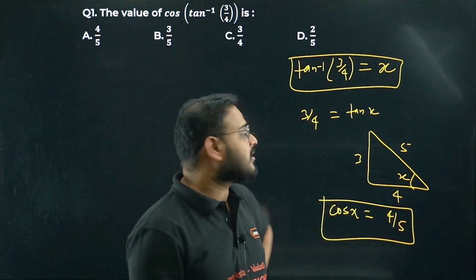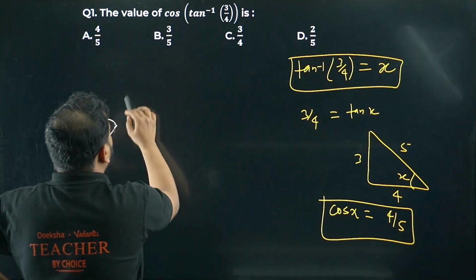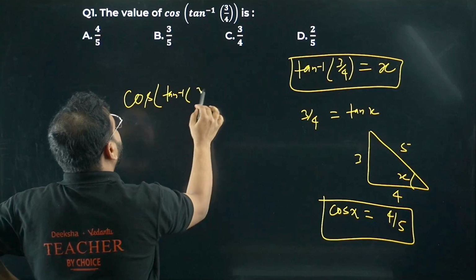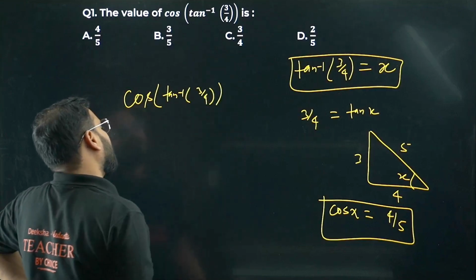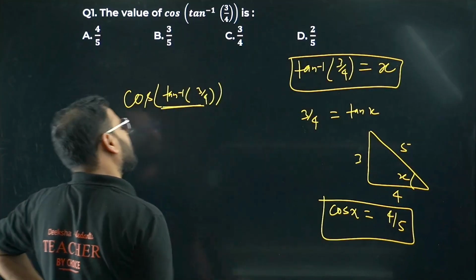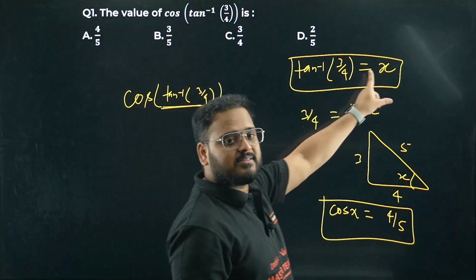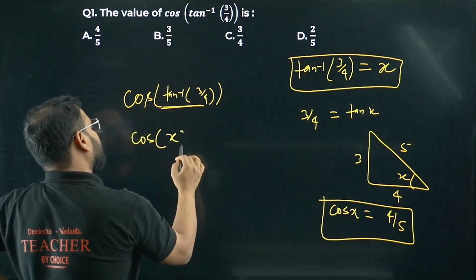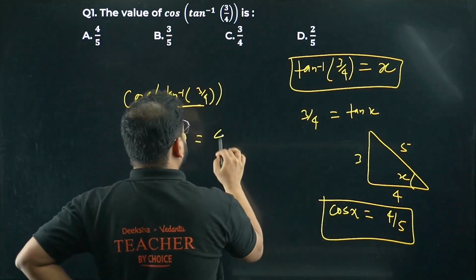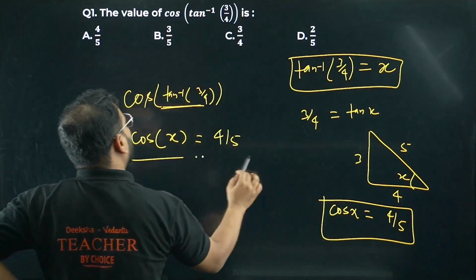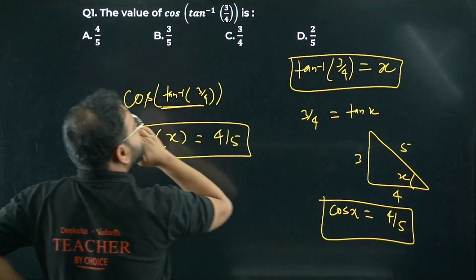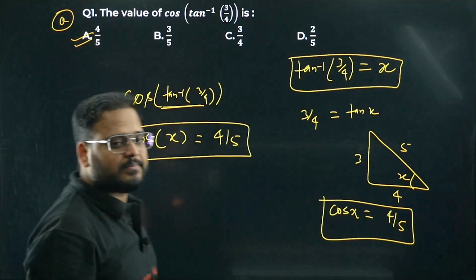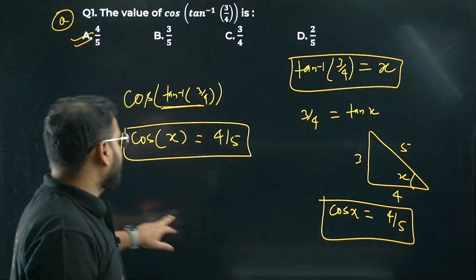Clear. Now, write this. What have they given? Cos of tan inverse of 3 by 4. What is this value? This is x. So cos of this becomes cos x, right? What is that value? 4 by 5 is my result. So hence option A is correct. Please check. Simple question. Very simple, right?